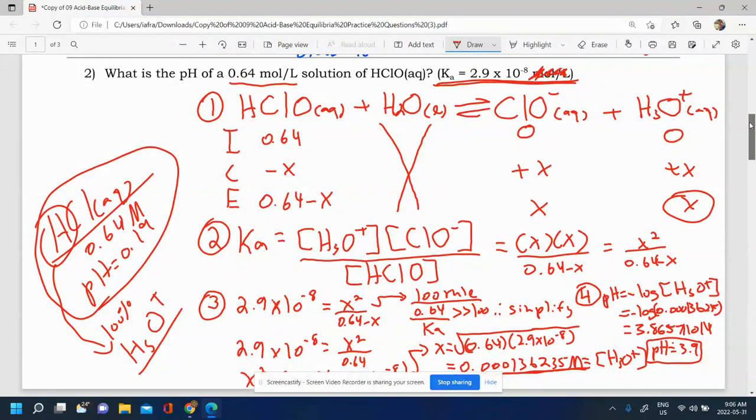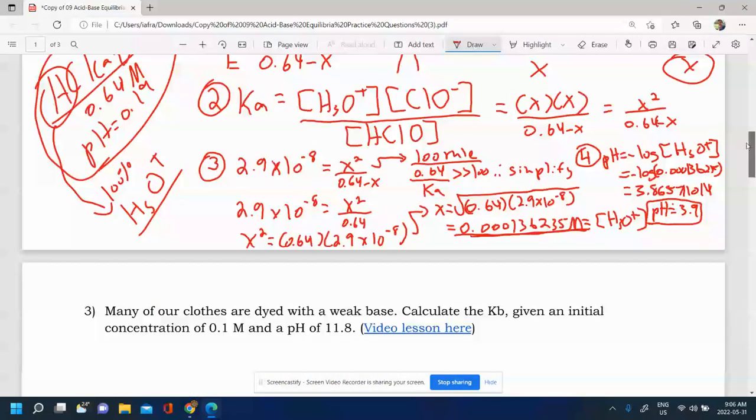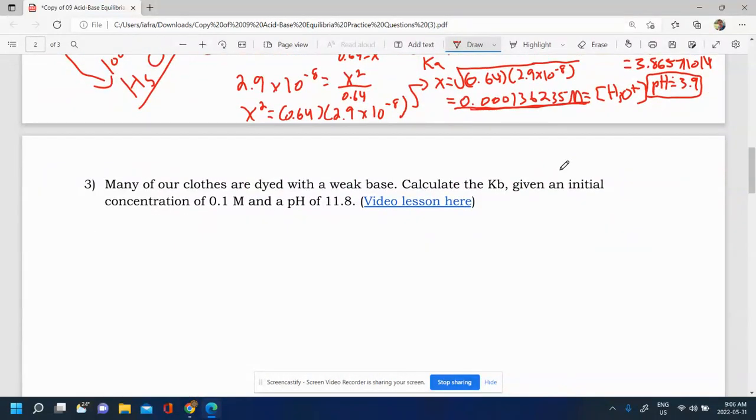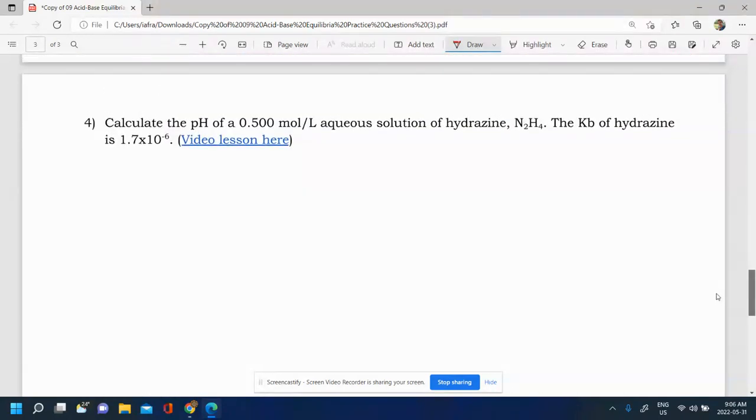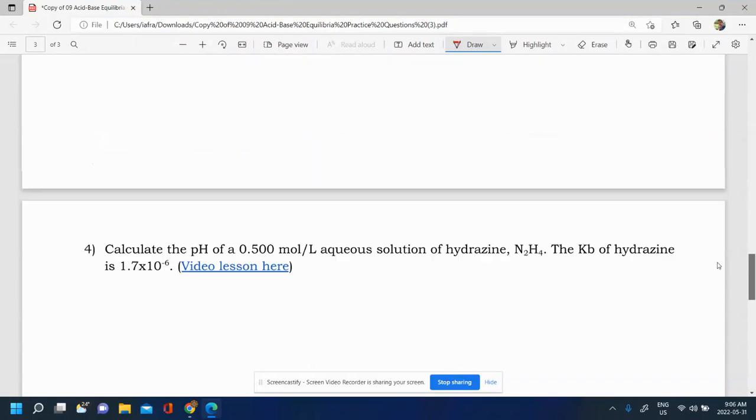It's different than calculating the pH of a strong acid. You don't need a Ka because all of it becomes the H3O plus. In the next video, we're going to take a look at how to calculate the Kb for a weak base. And then after that, we'll take a look at how to calculate the pH for a weak base.